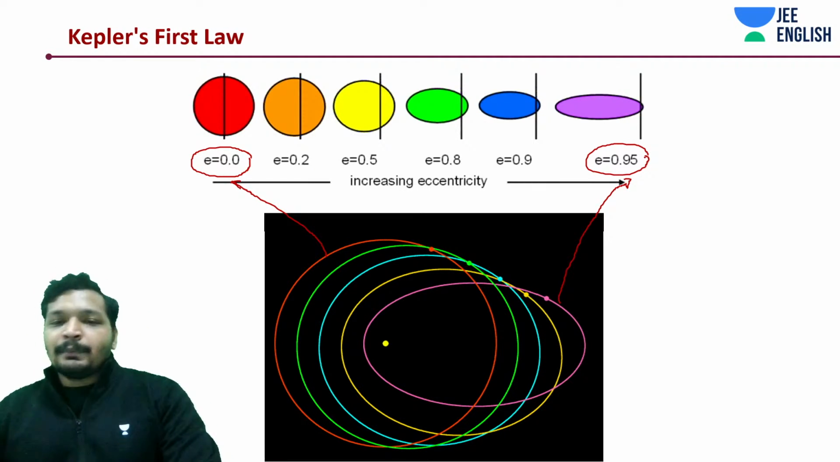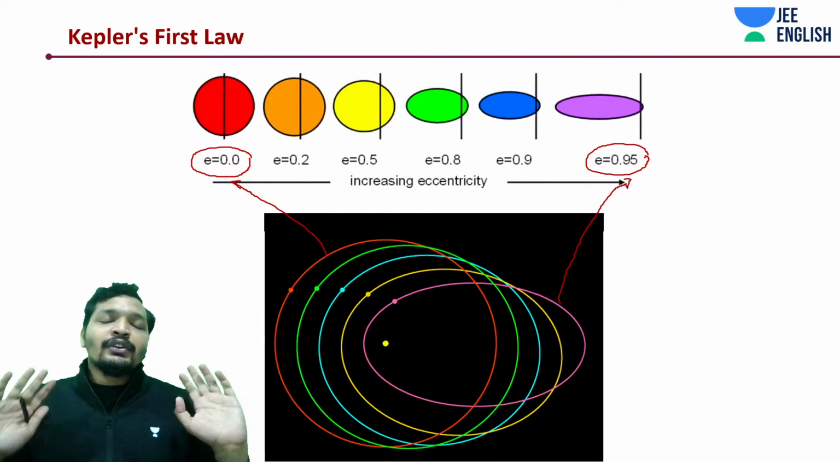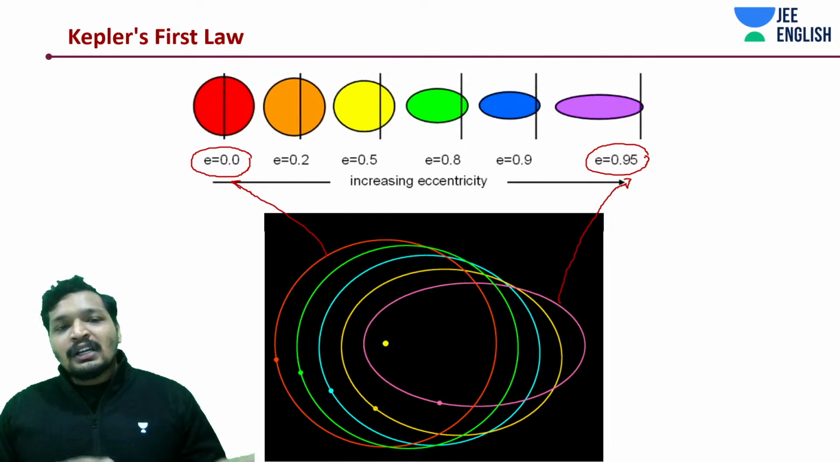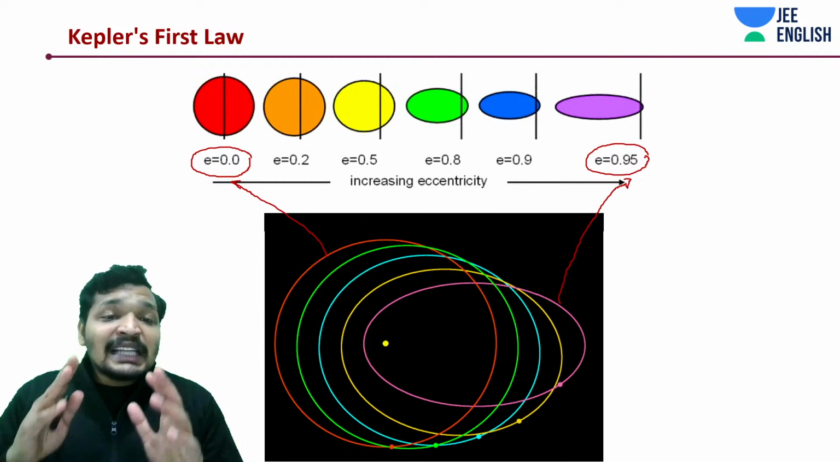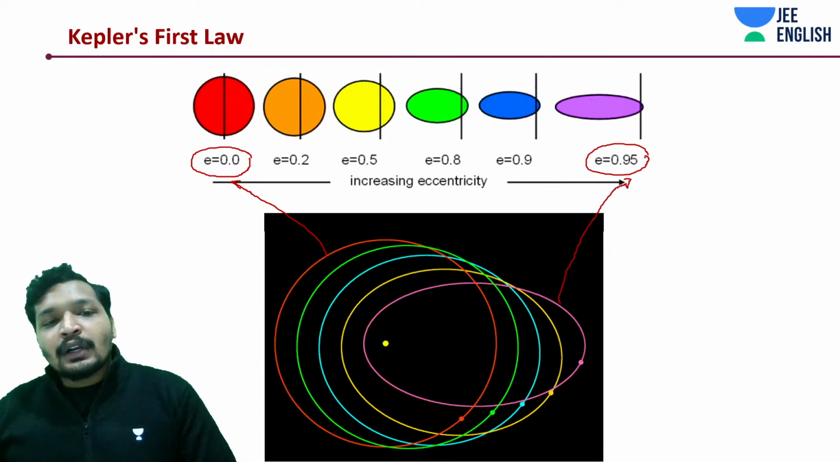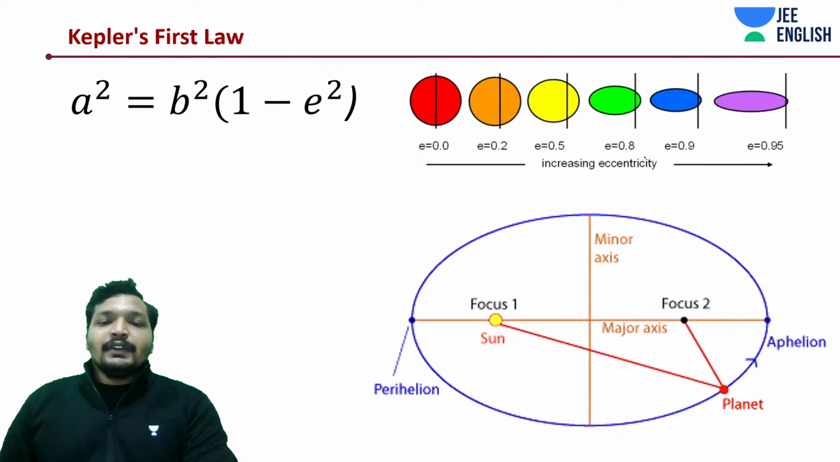It's a part of Kepler's law, though not exactly the Kepler law. Kepler's first law says planets don't rotate in circular orbits, rather they rotate in elliptical orbits, and the sun is one of the foci of that elliptical orbit. That's all about Kepler's first law.